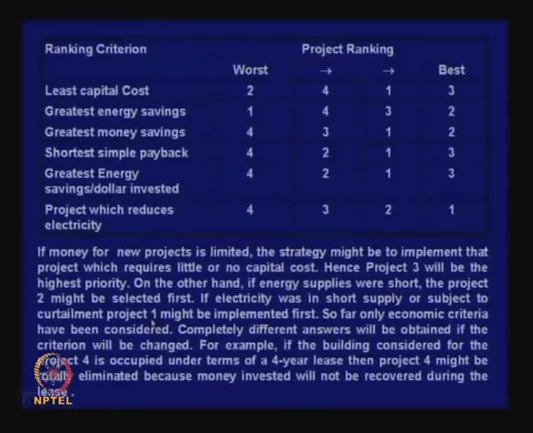So far, only economic criteria have been considered. Completely different answers will be obtained if the criteria be changed. For example, if the building considered for project 4 is occupied under terms of a 4-year lease, then project 4 might be totally eliminated because money invested will not be recovered during the lease.